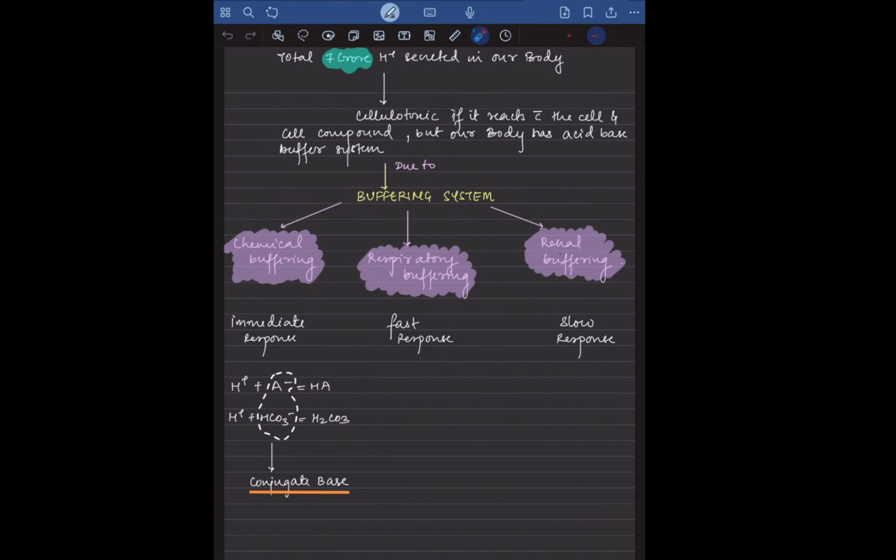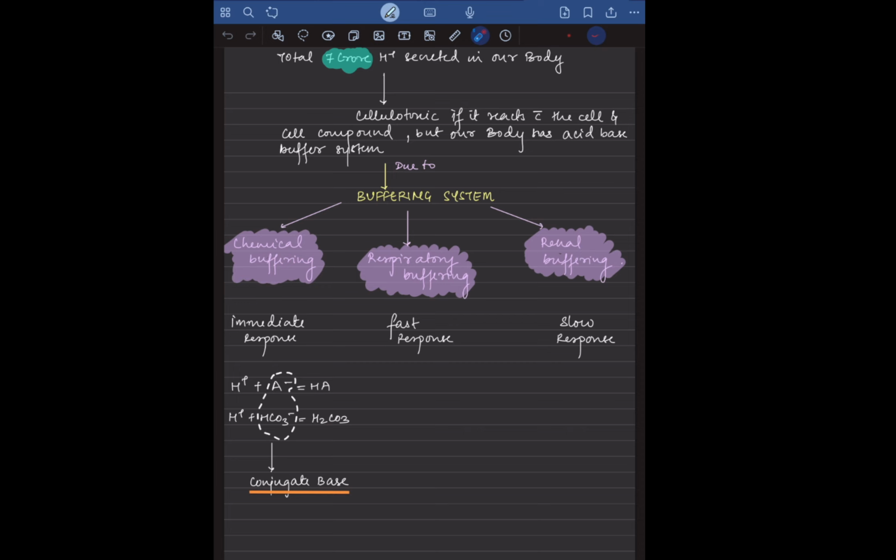Now we have a total of 7 crore of H plus secreted in our body. That is an approximate value, and it is cellular toxic. Now if it reacts with the cell and the cell compounds, all of the cells are going to be destroyed, right? But our body has this acid base system. So this is cellular toxic, and that's why we have to have an acid base buffer system in our body.